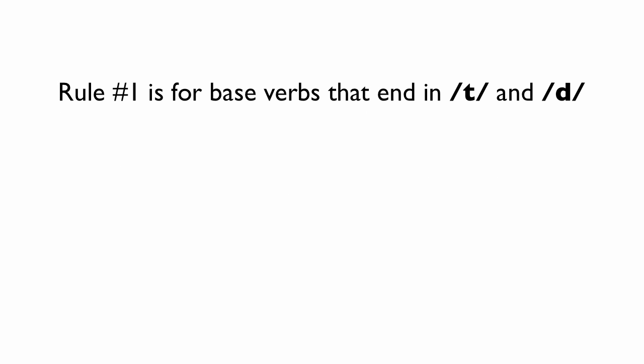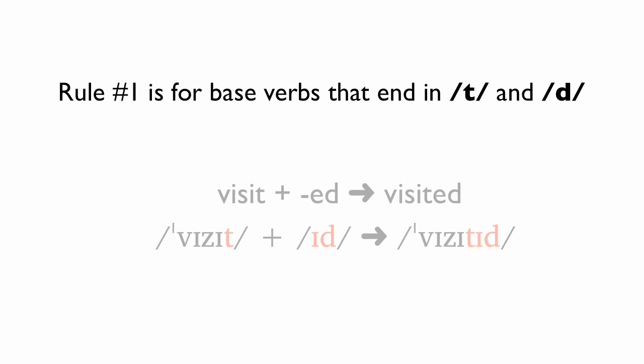Our first rule applies to base verbs that end in t and d. Let's take a look at our example from earlier in this video. I visited an old friend last month. Here, the base verb is visit. When the base verb ends in t or d, we form the past simple tense by adding id to the end of the base verb.